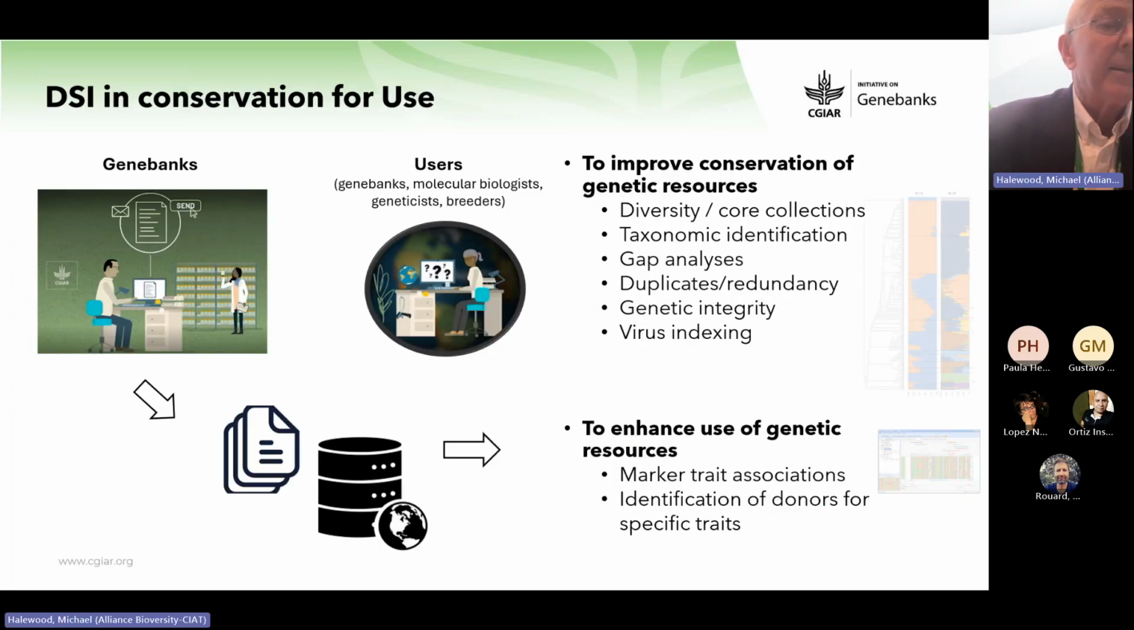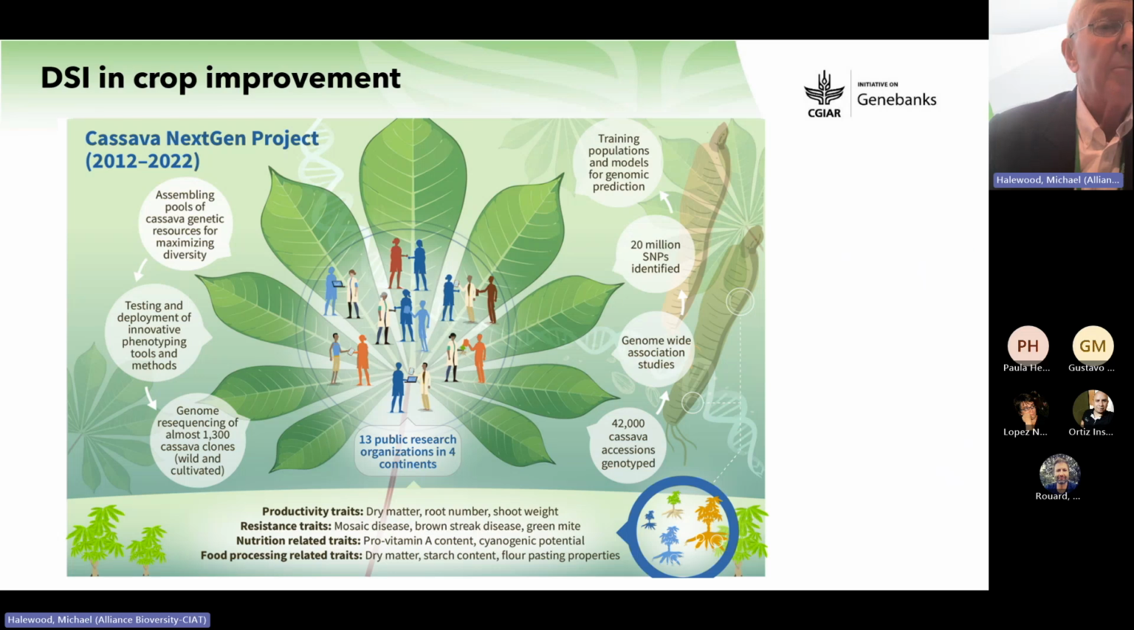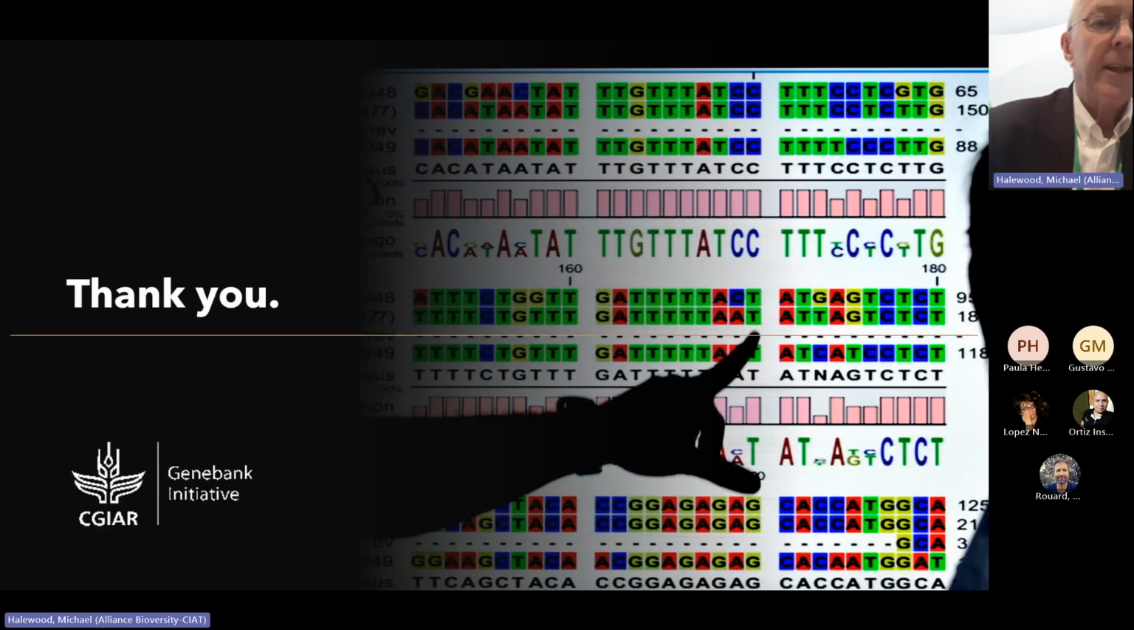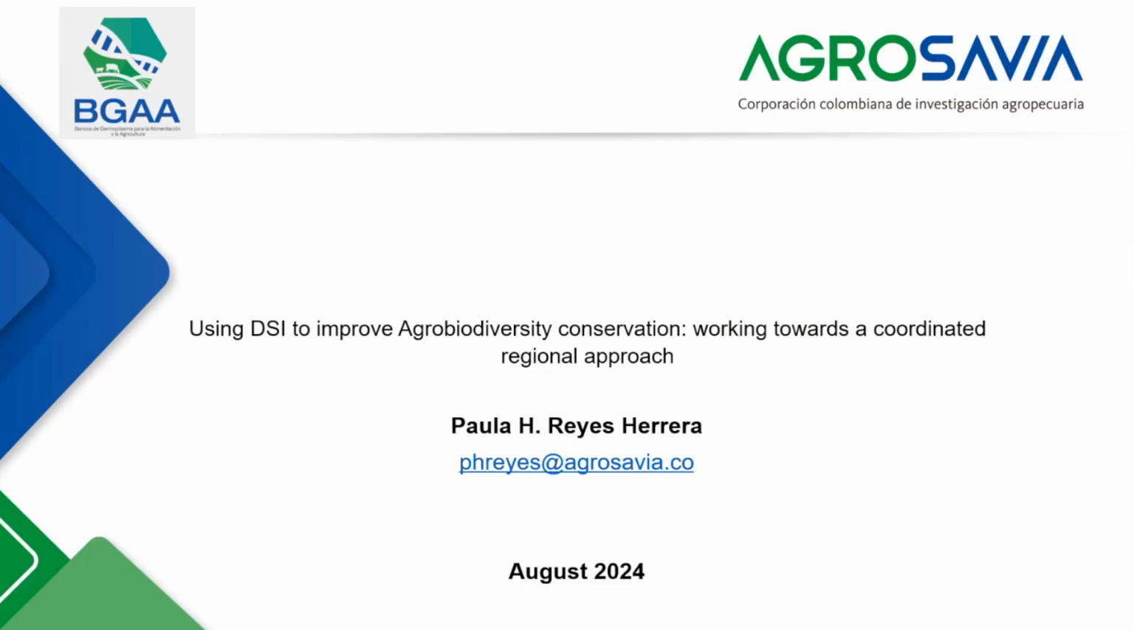This is just a highlight, but DSI is being used in many different ways to enhance conservation and the availability of genetic resources to users. I'm not going to go into more detail because the details of this are going to be the subject of the next presentation. And similarly, we use DSI heavily for crop improvement, but again, I'm not going to go into details because that's the subject of the presentation after that. So without further ado, I will stop here, say thank you and pass straight on to Paula Reyes, who will give the presentation on the use of DSI for conservation.